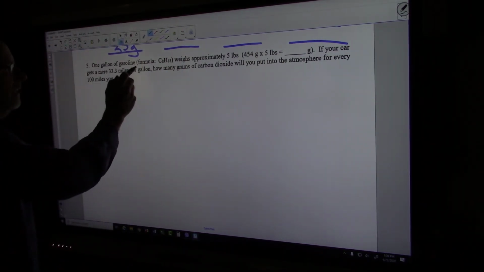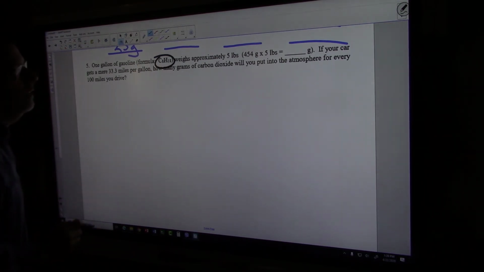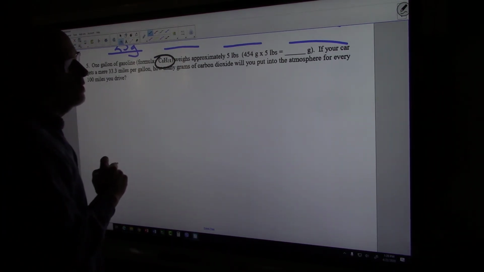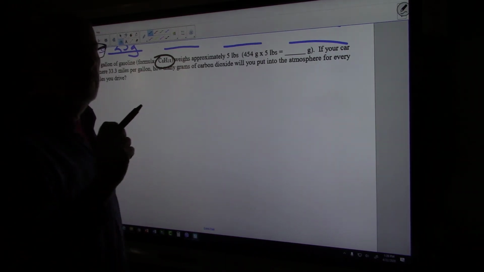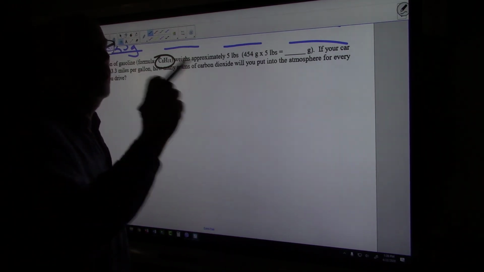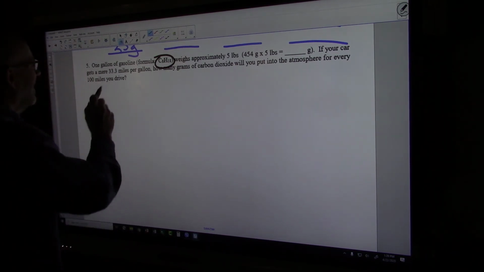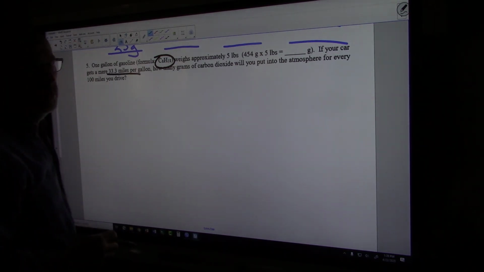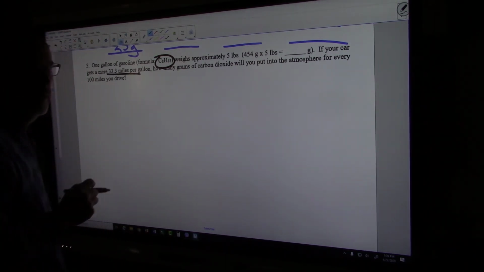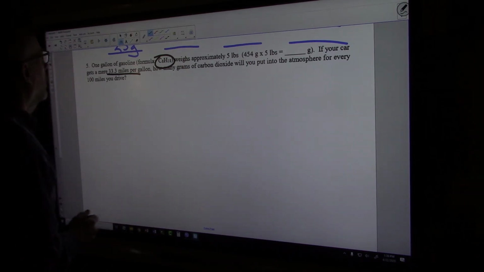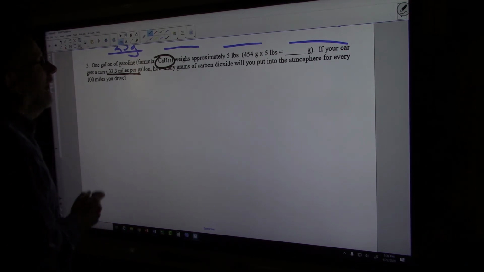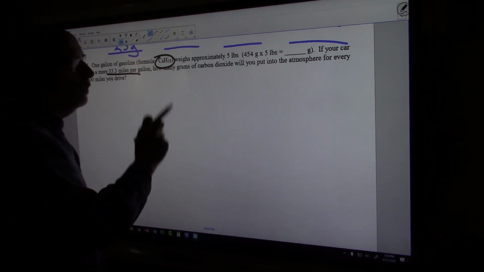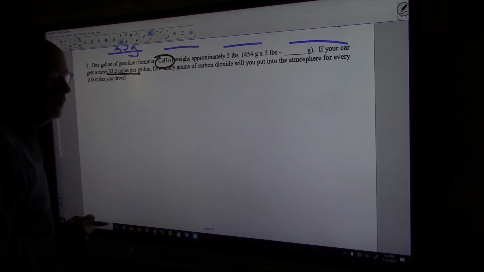A gallon of gasoline, it's C8H18, weighs about 5 pounds. So there's your grams. Your car, now this is the tricky part that I'm not going to tell you about. You guys talk amongst yourselves. Your car gets 33.3 miles per gallon. That's pretty crappy. Oops, I mean, that's not so good. It is actually pretty good, but it's still embarrassing. How many grams of carbon dioxide will you put into the atmosphere for every 100 miles you drive?